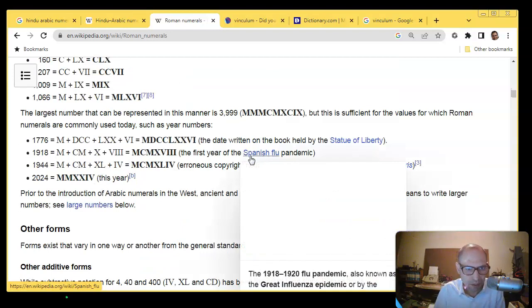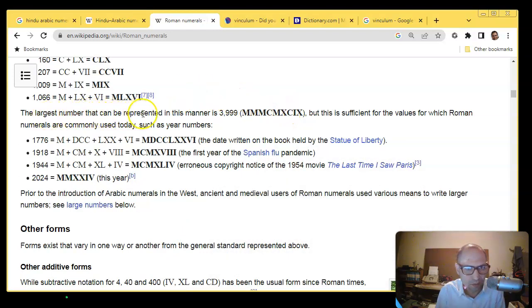And as you can see here, the largest number that can be represented in this manner is 3999, which would be this number over here. But this is sufficient for the values for which Roman numerals are commonly used today, such as year numbers. This system is not used for some large number in physics, or some very small number in physics or something like that. The system is normally not used for that sort of purpose, so that's okay.